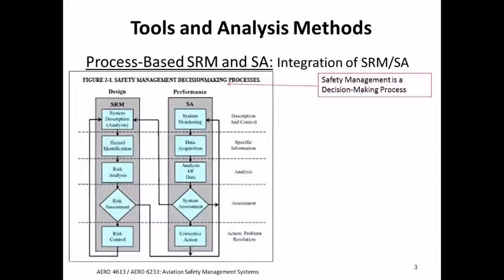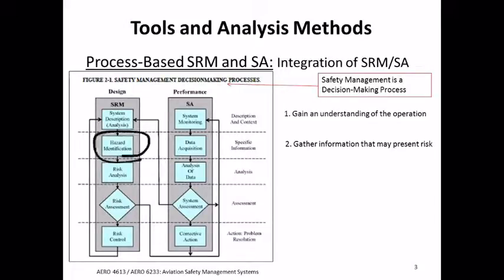Okay, so we're going to work through the SRM and SA elements from top to bottom to show how they are similar to each other. The first element in both components is to gain an understanding of the operation. That is, we describe the system in SRM or we monitor the system in SA. So it's to gain an understanding of the operation. The next element, the second element under each of these components, is to drill down into the specific details, identify hazards, and gather any information on the system's dangers.